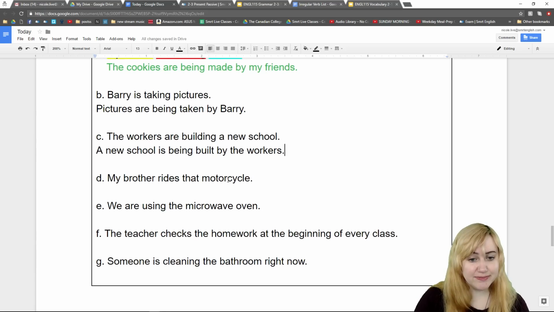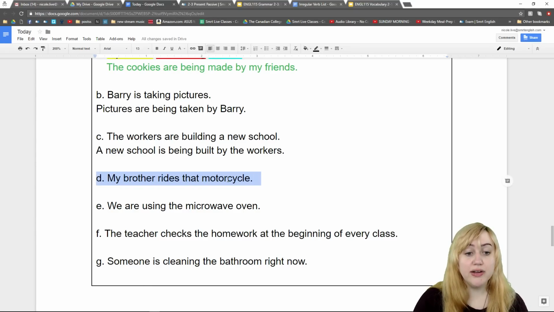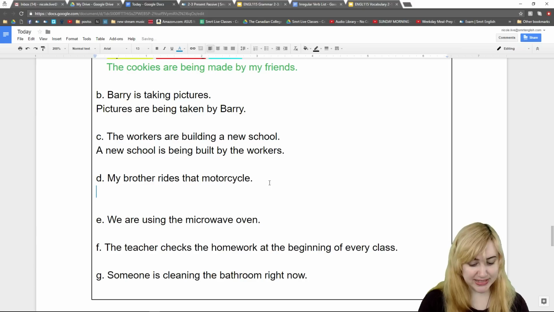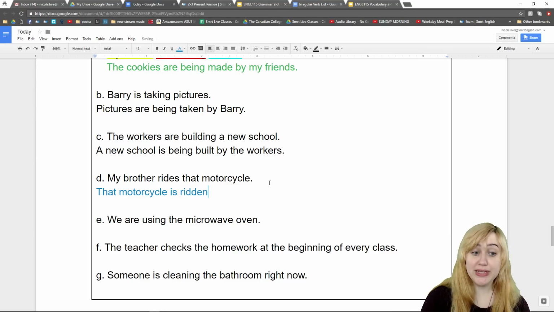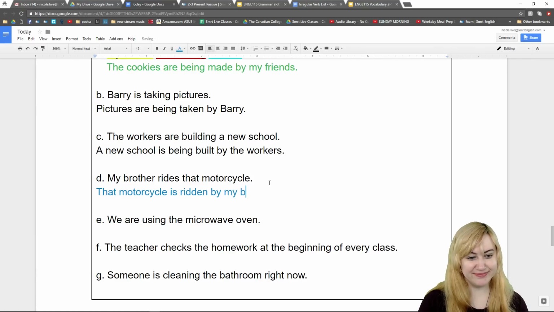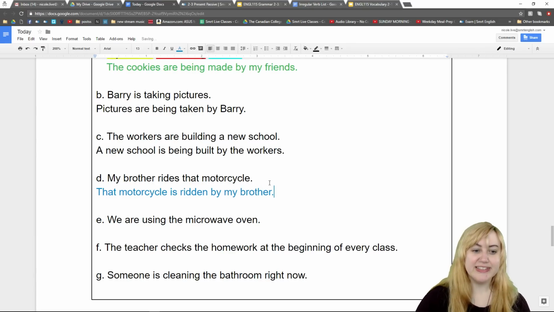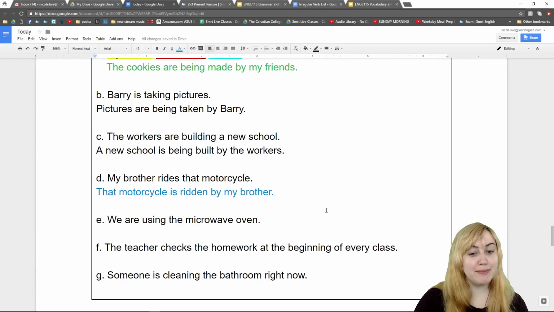All right, letter D says my brother rides that motorcycle. Okay, this one is present simple, not present continuous. So we don't need being. So for this one, I'm going to say that motorcycle is, then ride, rode, ridden, is ridden by my brother. So that motorcycle is ridden by my brother.